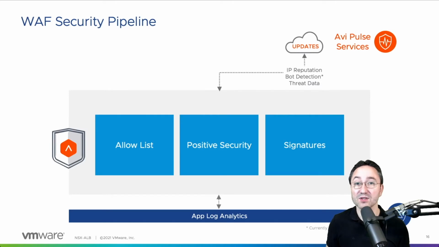To understand how positive security works, we first have to understand the WAF Security Pipeline. It consists of three modules: the allow list, the positive security, and the signatures. All of these modules work together to provide the full application firewall protection. They are supported by the industry-leading app log analytics provided by the AVI platform.